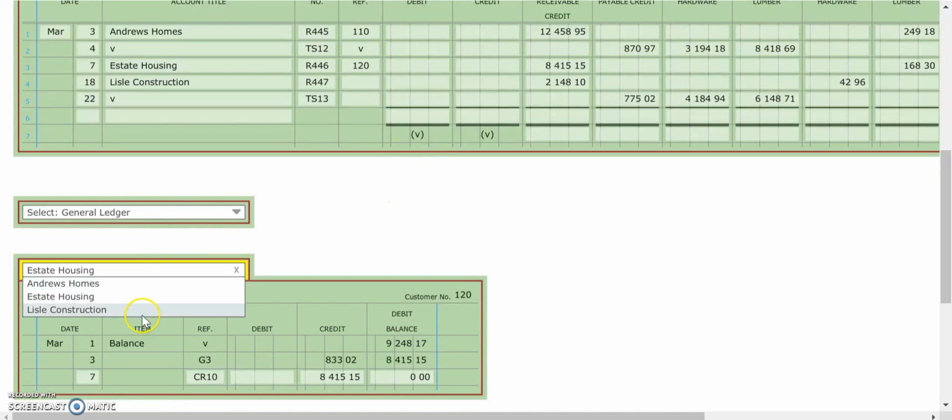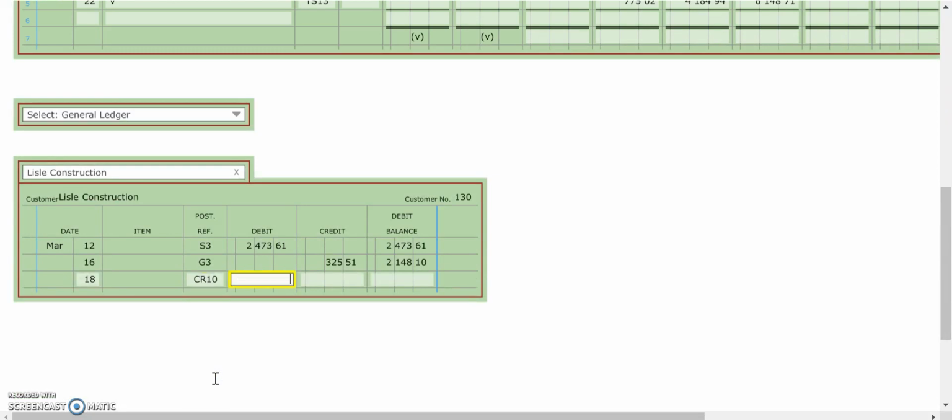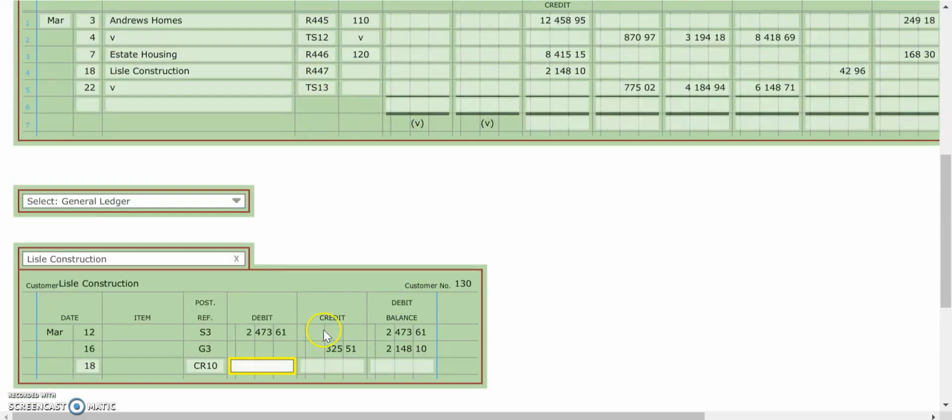And our last one is for Lyle Construction. And we come in here and put the 18th. Again, CR10. Our credit amount is again for the $2,148.10. And just like before, that's going to bring their balance to 0. So we come up and put 130. And that finishes our individual posting.